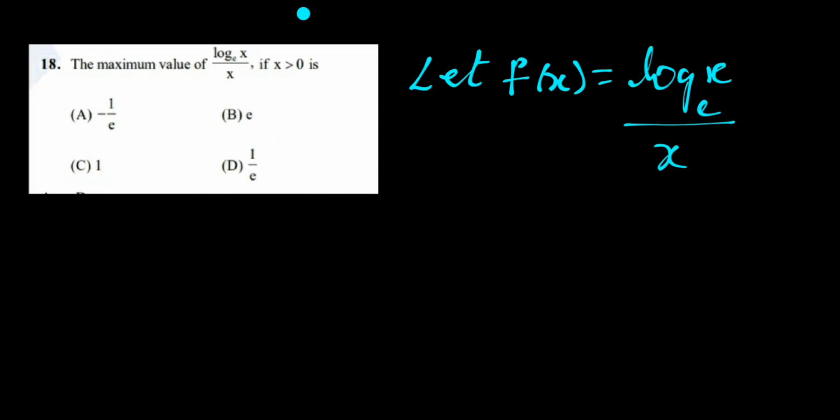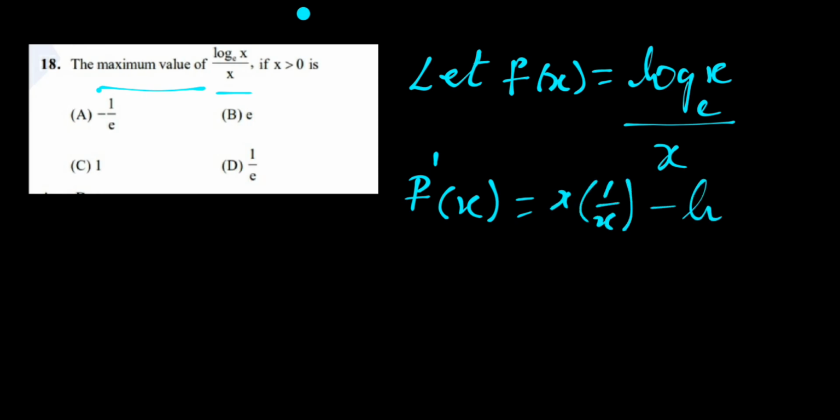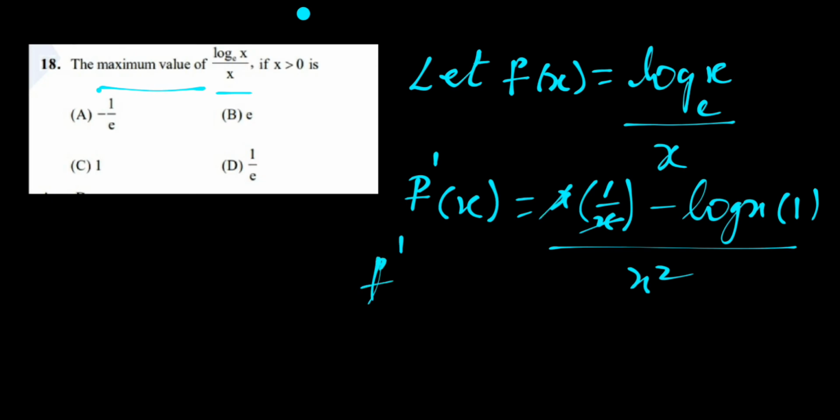Next, problem number 18. The maximum value of log x by x. So that function I am taking as f of x is equal to log x by x. So I'll use here the second derivative test. F dash of x is equal to u by v formula, v into u dash, log x derivative is 1 by x, minus log x into 1 divided by x square. Here x gets cancelled. F dash of x is equal to 1 minus log x divided by x square.